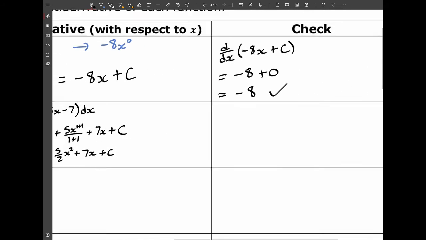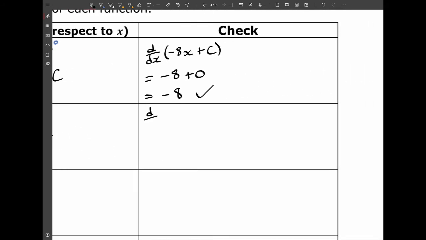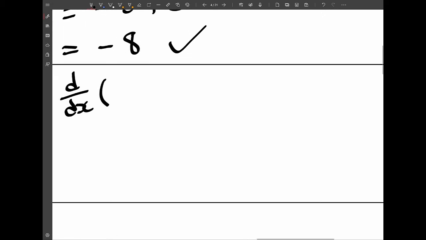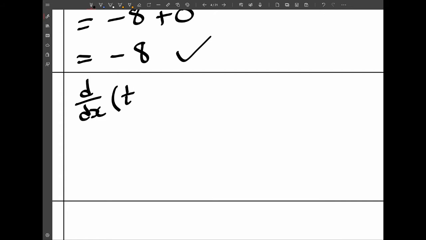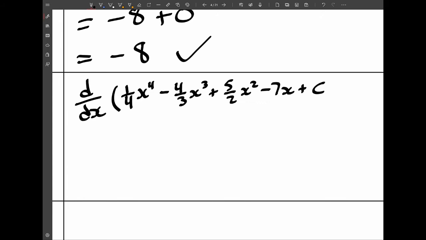Okay, now we check our work. We find d/dx. We work backwards. And this is the great thing about this. If you're ever not sure if you did the integral right, just take the derivative and see if you get back to the beginning. So we're going to have the derivative of 1/4 x to the 4 minus 4/3 x cubed plus 5/2 x squared plus 7x plus c.